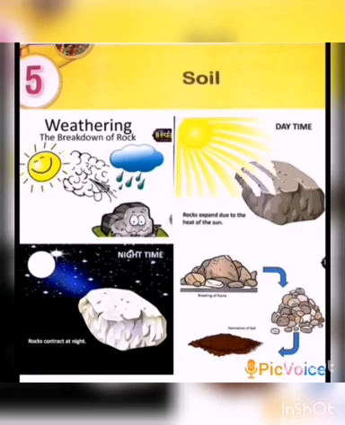How is soil formed? The fine powder, that is sand, mixes with the remains of dead plants and animals and minerals, and then the soil is formed.